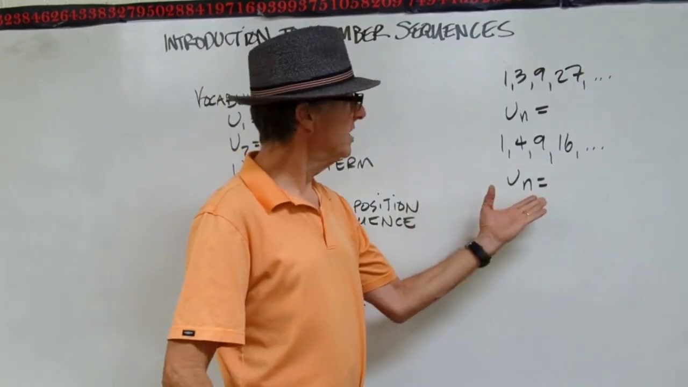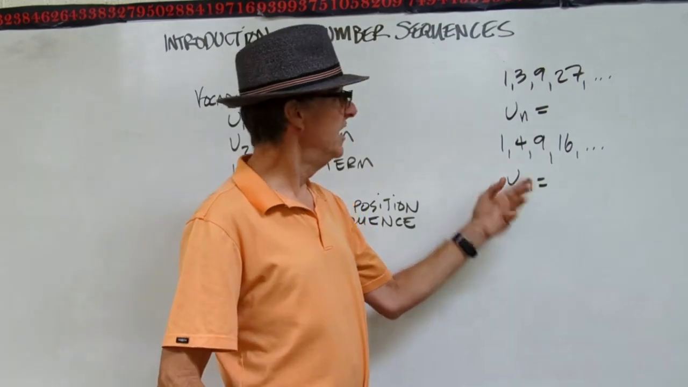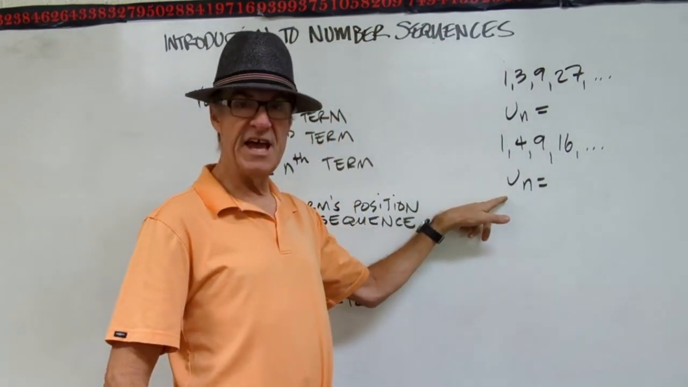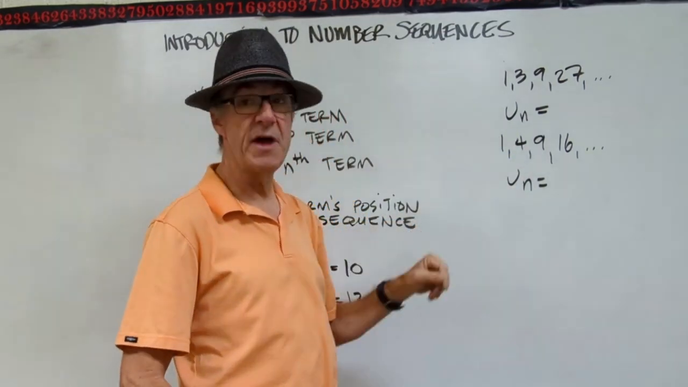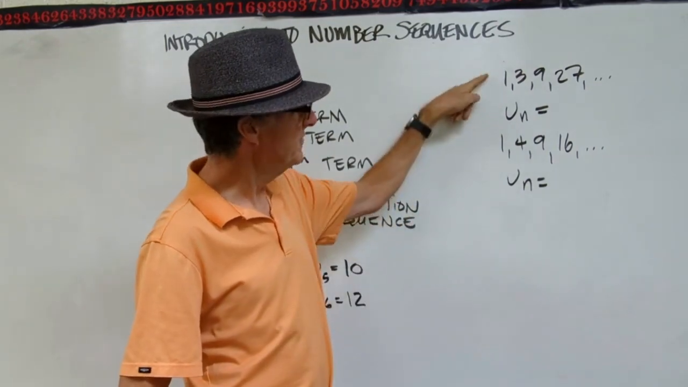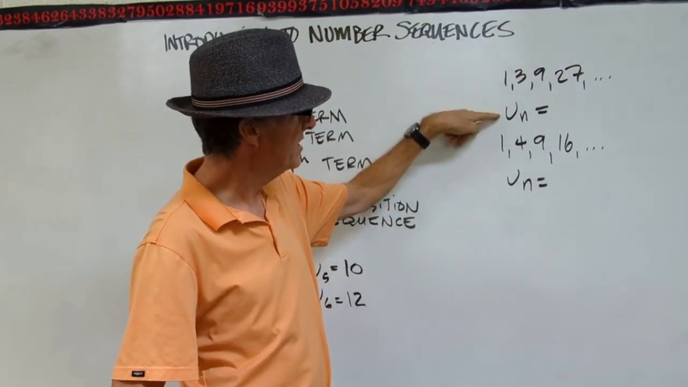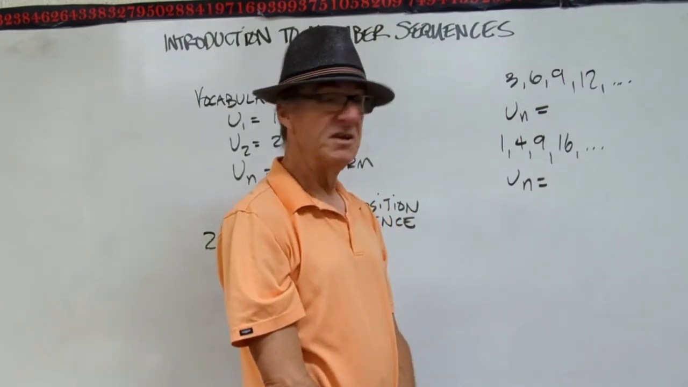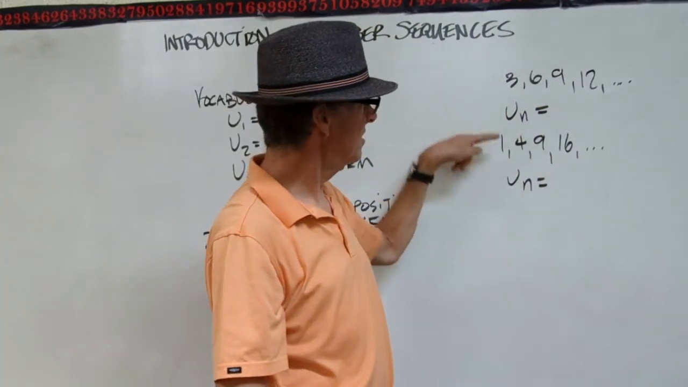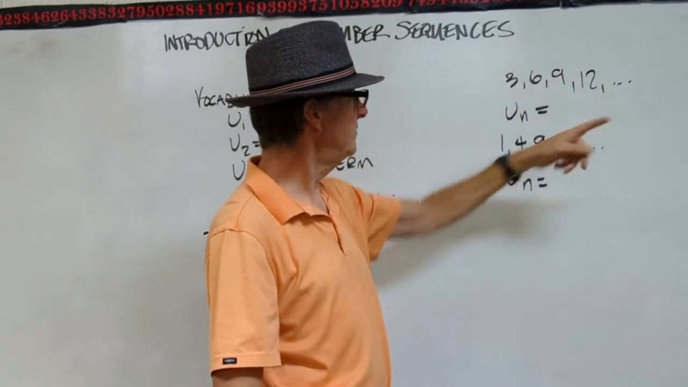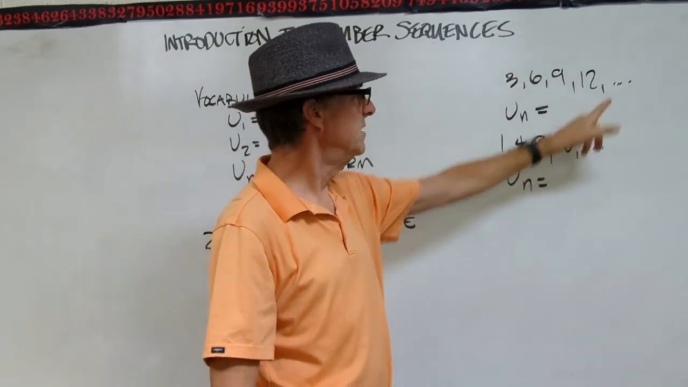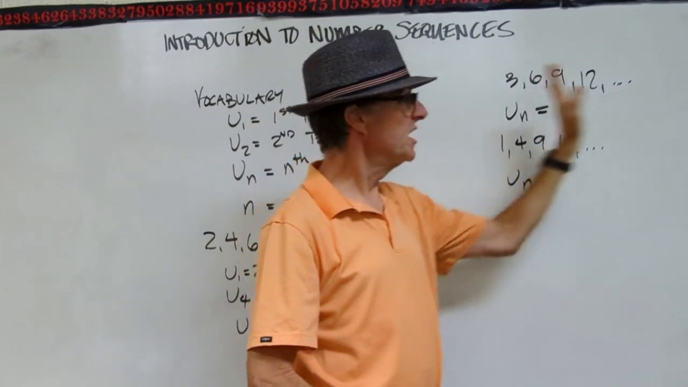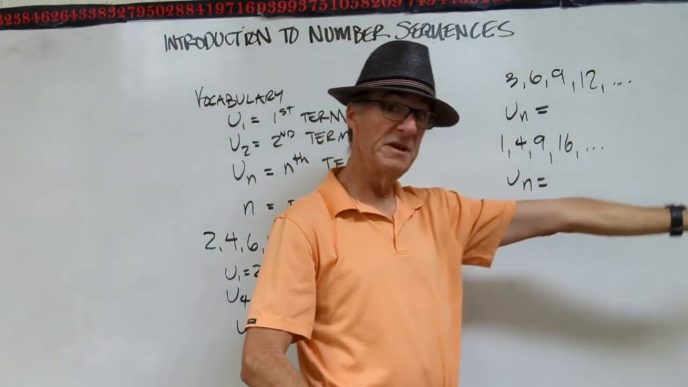Okay, what I've done here is put up a couple sequences, and I'm prompting you to figure out the term formula for UN. So pause the video real quick and see if you can do these. Do both of these. Find out what you have to do to get each term on that one, and the same for that one. Okay, so I've put a couple sequences here. 3, 6, 9, 12, and 1, 4, 9, 16. Both have the ellipsis, so these are infinite sequences. They go on as long as we need them to.